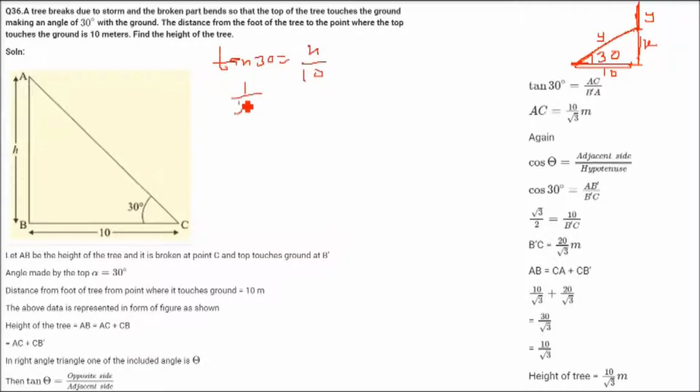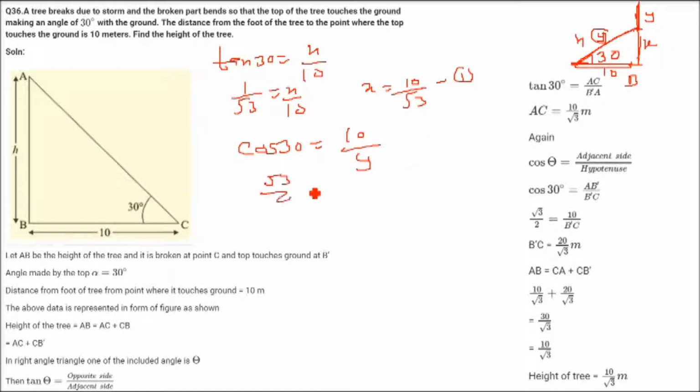Then tan 30 is 1 by root 3 is x by 10. What do you get? x is equal to 10 by root 3. This is our first one, that is x we got. Now we have to find y. But y is hypotenuse, and this is base. We will take the cos angle. So cos 30 is base upon hypotenuse. Base is 10. And hypotenuse we don't know, y. Cos 30 is root 3 by 2. This is 10 by y. So y will be equal to 2 into 10, that is 20 by root 3.